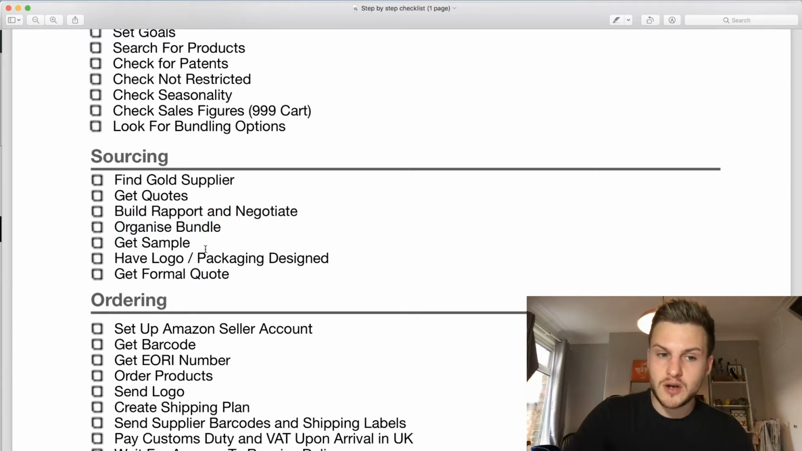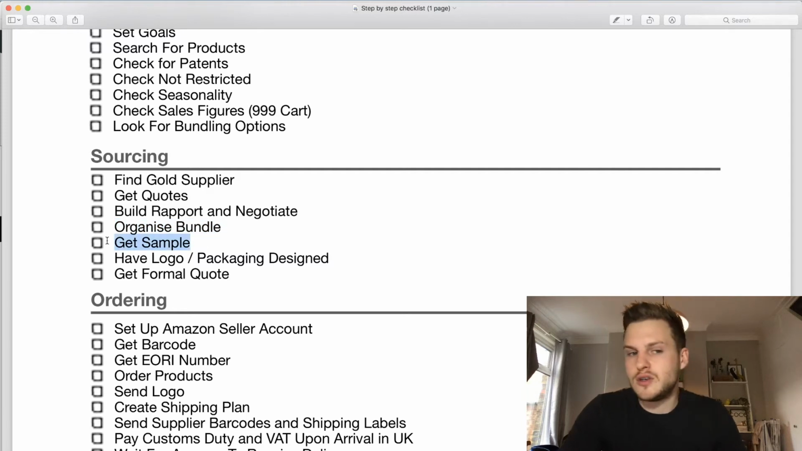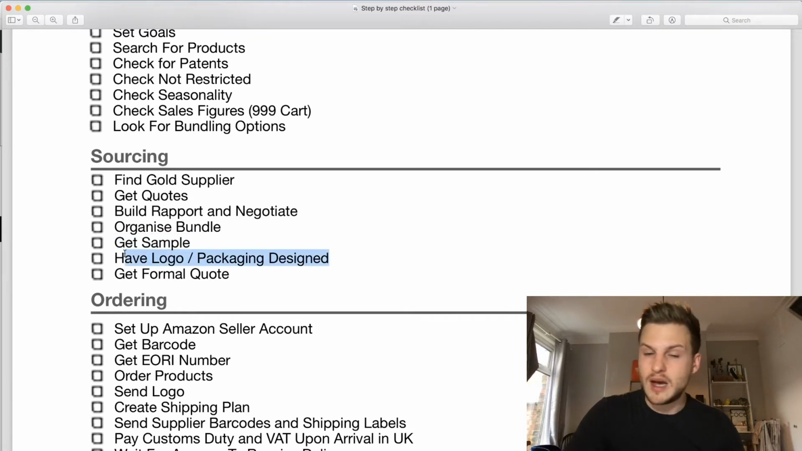You want to organize your bundles, and after you're happy with that, you want to get a sample, okay? Some products you may not want to, but I would recommend getting a sample to check the quality. And after you've done that, if you're happy with it, get your logo designed. If you have packaging, have that designed. Look at any legal requirements for your packaging. For example, having a made in China label on it.